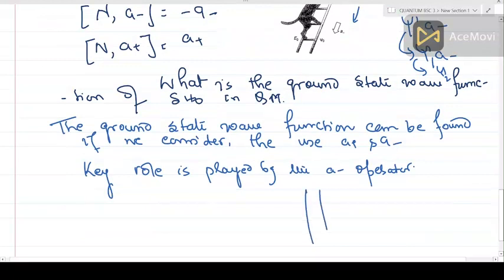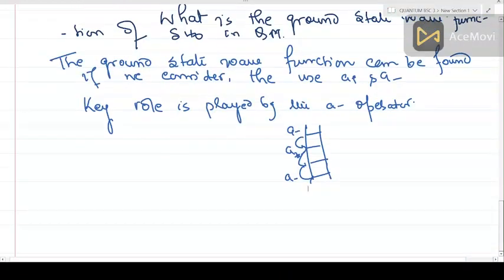What I intend to say is that, suppose this is the ladder and you are on the top of the ladder. You apply A minus, you come to this step, then you apply A minus again, you come to this step, and again you come to this step. Now what after this? After this state, the ladder ends, you are on the ground. So from the top you are coming to the lowest state.